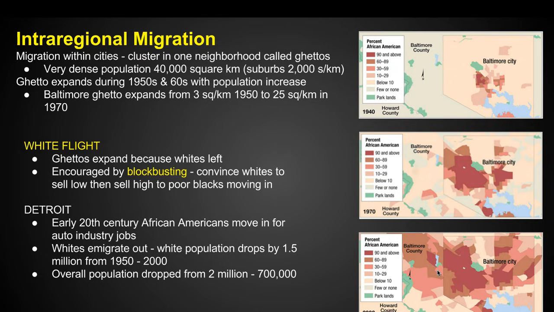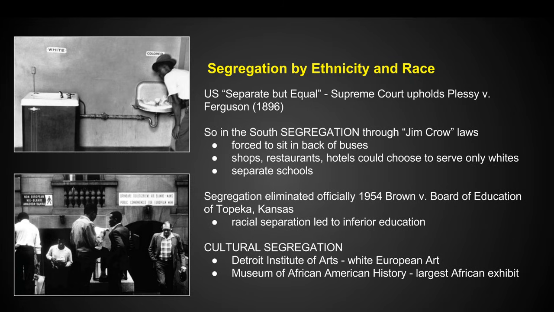Whites move out. We see the white population drop by 1.5 million between 1950 and 2000. The overall population dropped from 2 million to 700,000 because honestly, we used to have the auto unions and they were losing the ability to pay workers their union rate. So whites were losing their jobs. They were moving out of the central city districts, and we would have some ethnicities coming in to take their place. But at the same time, overall, we're losing jobs. So we see that in Detroit, we're getting that population drop.